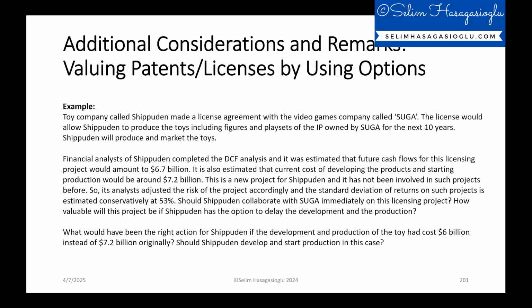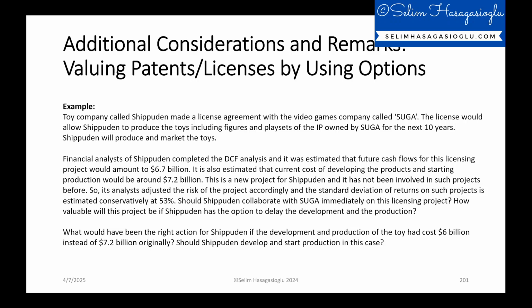Let's look at this example in which I will be using options to value a license agreement. The example follows. A toy company called Shippuden made a license agreement with a video games company called Suga. The license would allow Shippuden to produce the toys, including figures and playsets, of the IP, intellectual property, owned by Suga for the next 10 years.